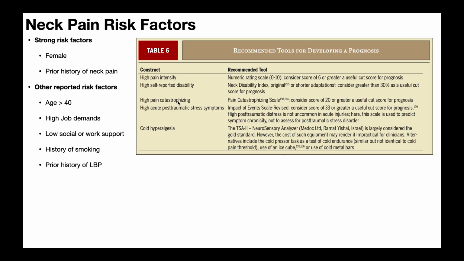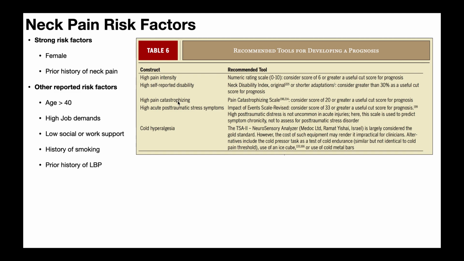High pain catastrophizing. Catastrophizing is basically imagining the worst possible outcome for something. To understand catastrophizing, here's an extreme example. Imagine somebody's having a muscle spasm in their left arm, and then they think they're having a heart attack. That would be an example of catastrophizing. It's probably just a muscle spasm, but they're imagining the worst possible outcome.